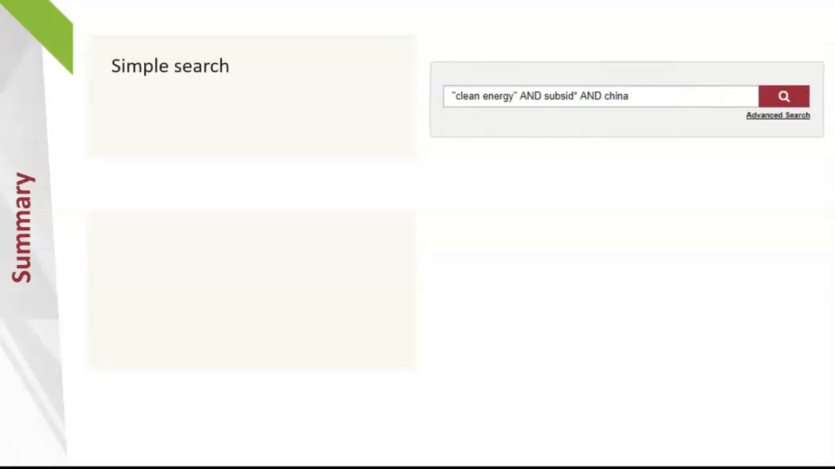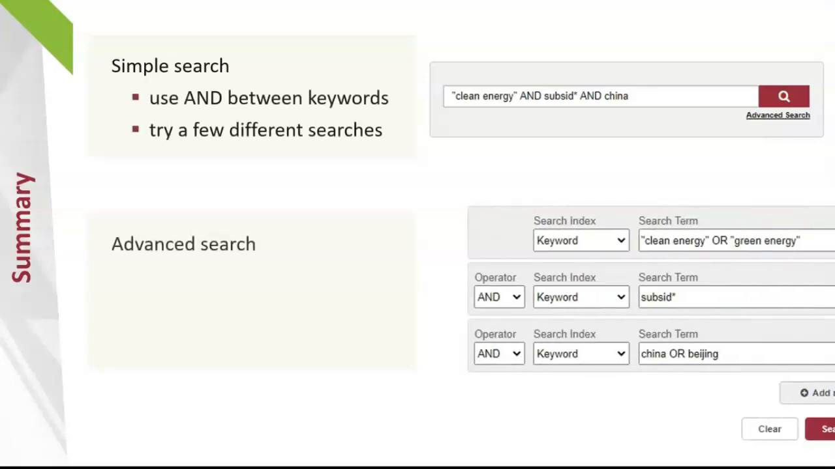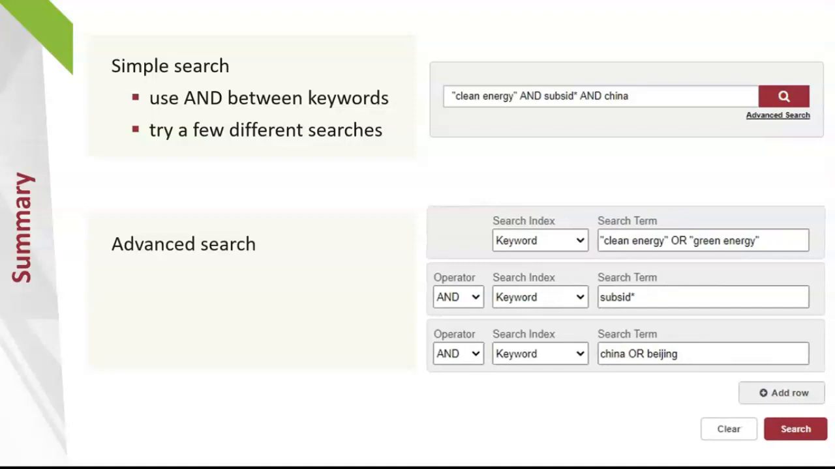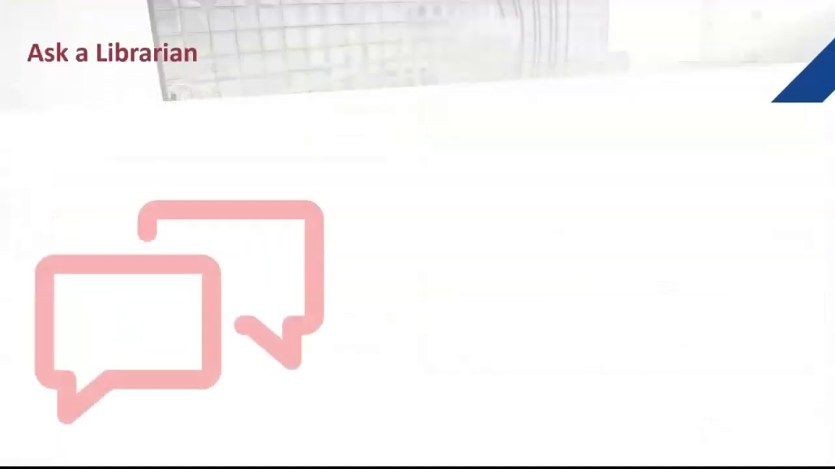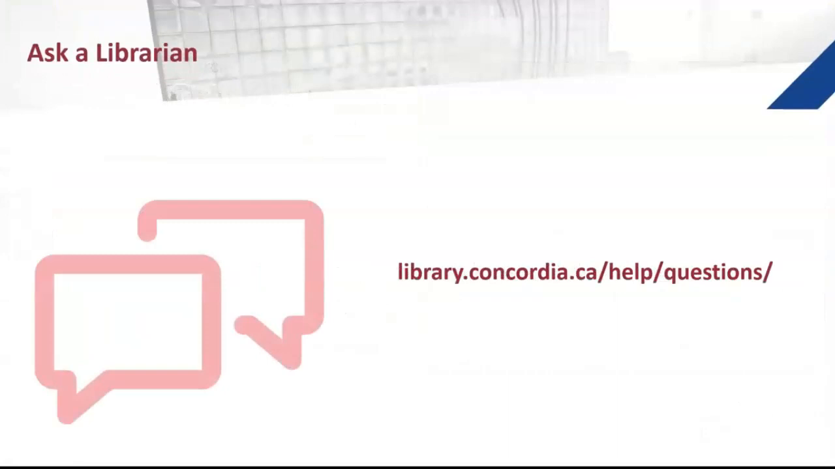So to summarize, for a simple search, use AND between your keywords, and try a few different searches. For more advanced search screens, build your search carefully, putting each idea or concept in its own row, with AND between each row, and you can add synonyms to each main idea using OR between your terms. Don't forget to use uppercase for the words AND and OR. Use quotation marks around phrases, and use the asterisk or star to find different word endings. If you have any questions about developing your search strategy or any other library-related questions, ask a librarian.